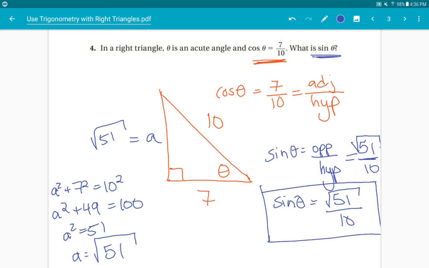So here's a question where they want you to understand the ratio, what it means in terms of the triangle, and use that information to find the value of another one. Okay, so here's one. They don't give you an image, you just have to generate your image.